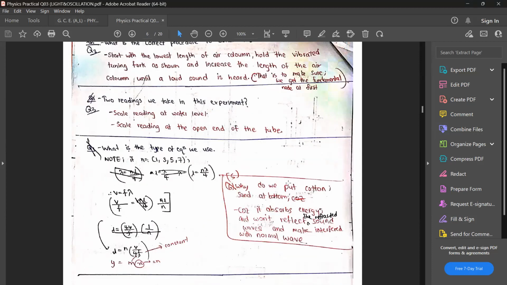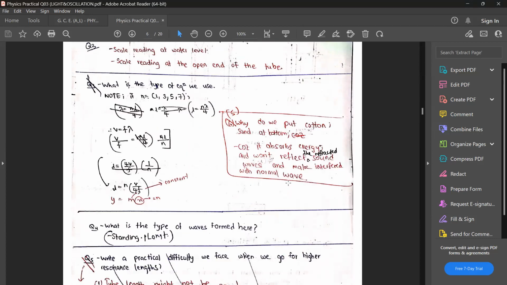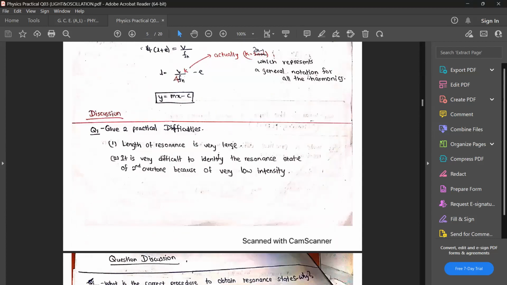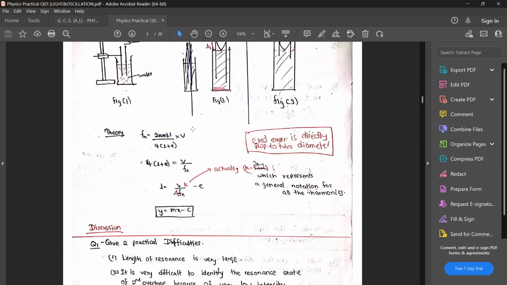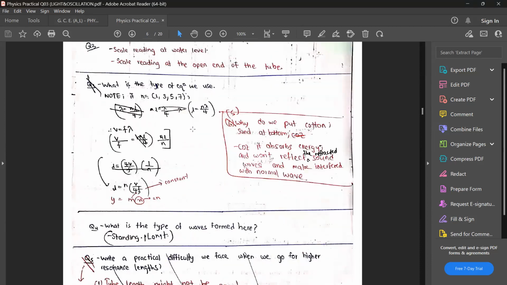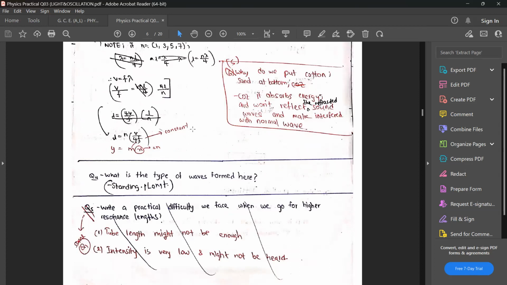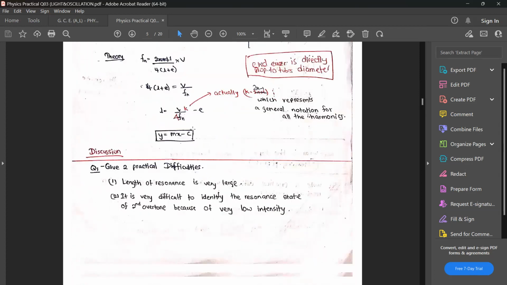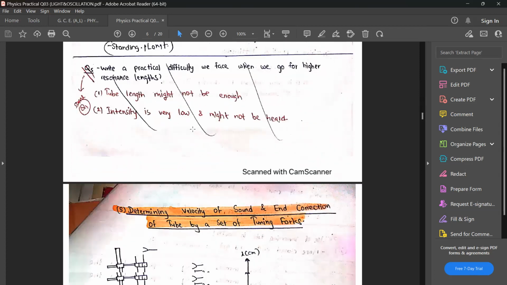What is the type of equation we use? This I explained. The constant k is equal to 2n minus 1, where n is the respective harmonic. If you can't understand that, please refer to the video and watch it again. What is the type of waves formed here? Surely it should be standing waves. That's something theoretical.